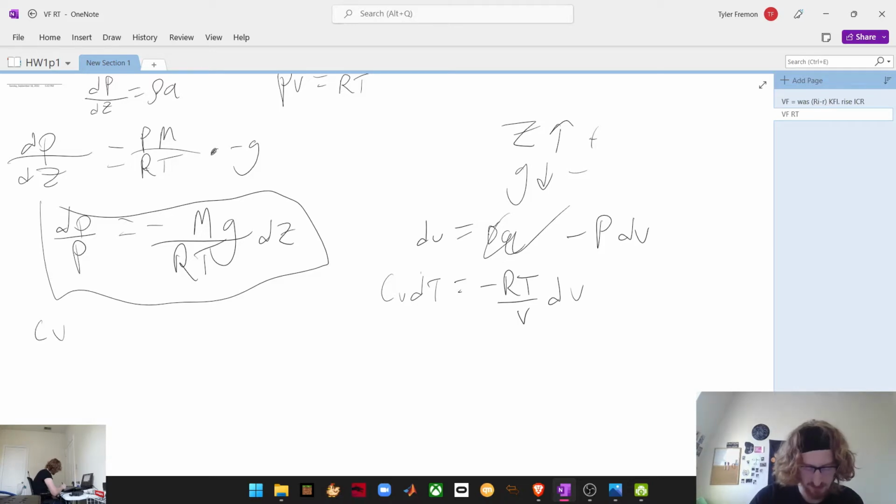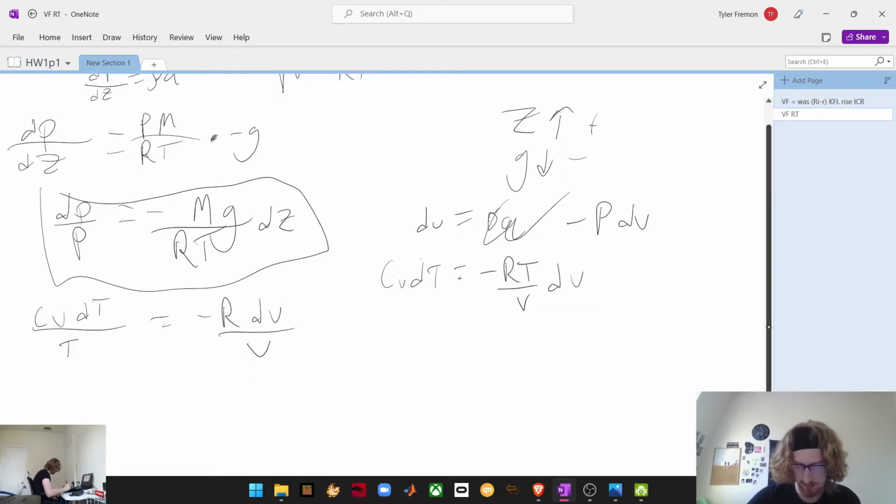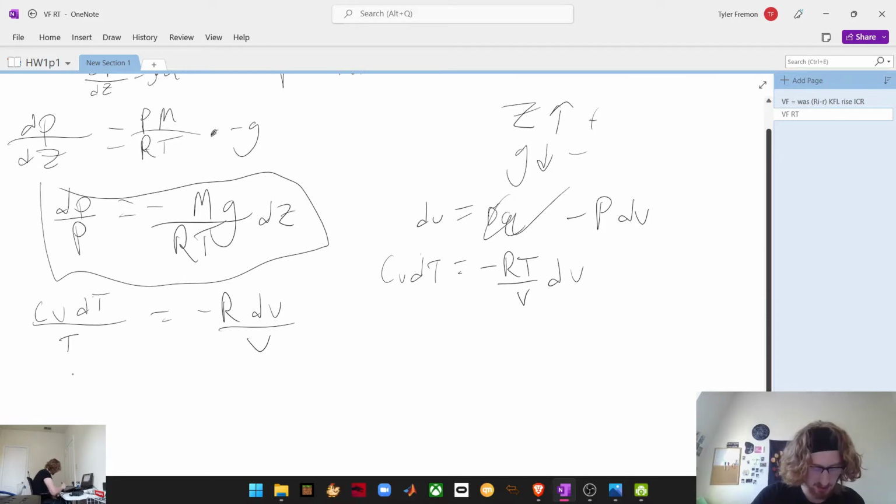And then from here, we can divide across. We'll have Cv dT over T equals negative R dV over V. That was the worst V ever written. And then from here, we can integrate both sides, and we can take out Cv because that's obviously going to be a constant.